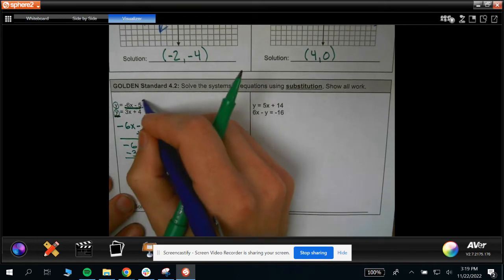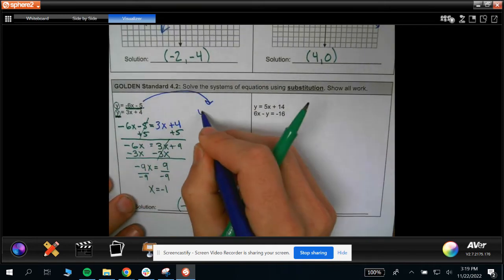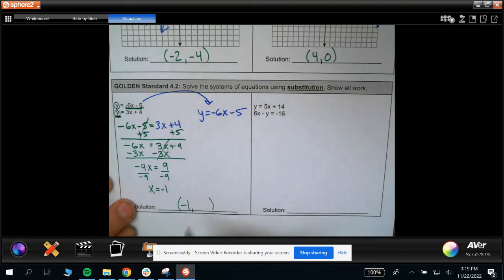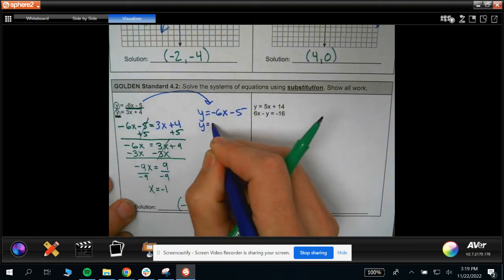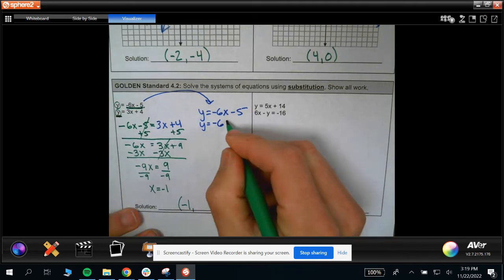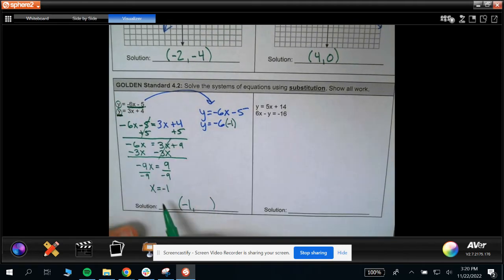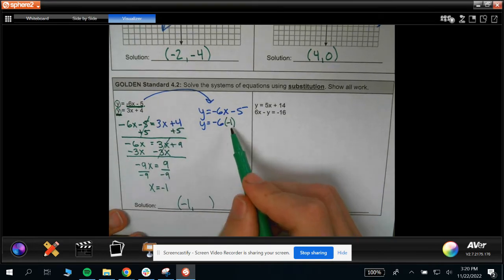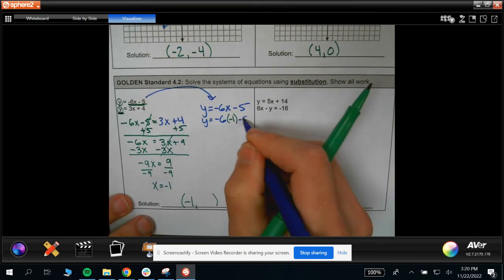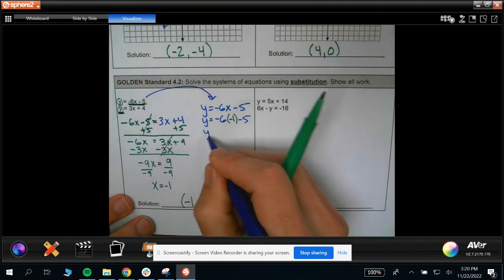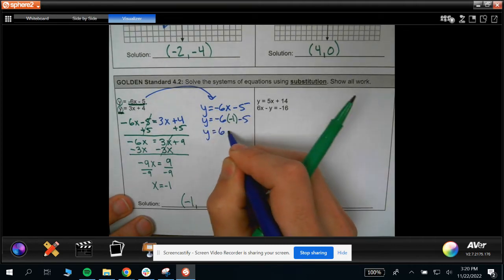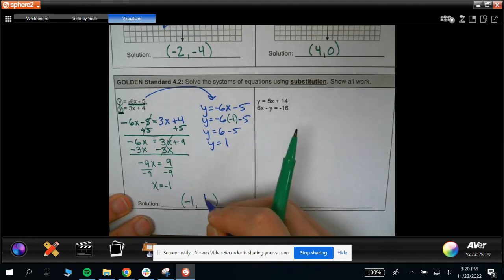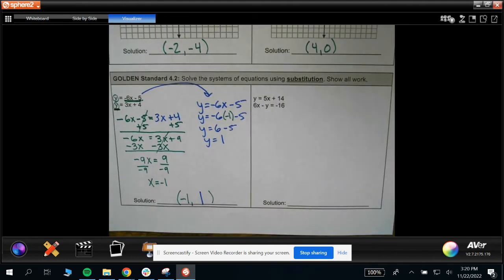So I'm going to take this top equation, y equals negative 6x minus 5. And then for x, I'm going to put my solution, negative 1. Again, I found x was equal to negative 1, so I substitute that back into my equation to figure out what y is equal to. Negative 6 times negative 1 is 6. 6 minus 5 is 1. So my solution is negative 1, comma 1.